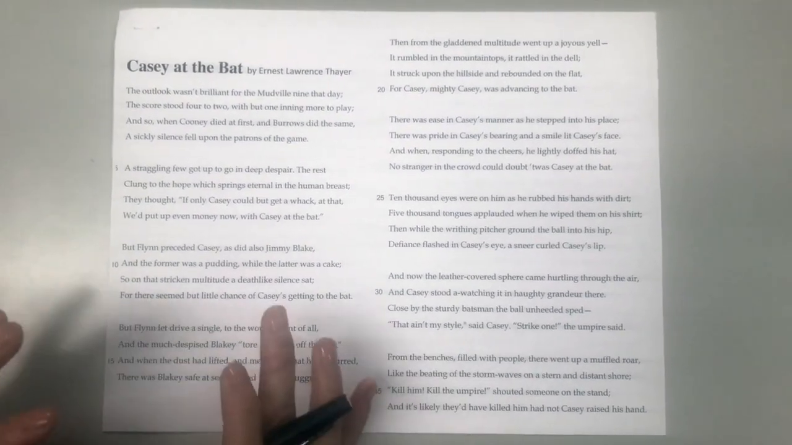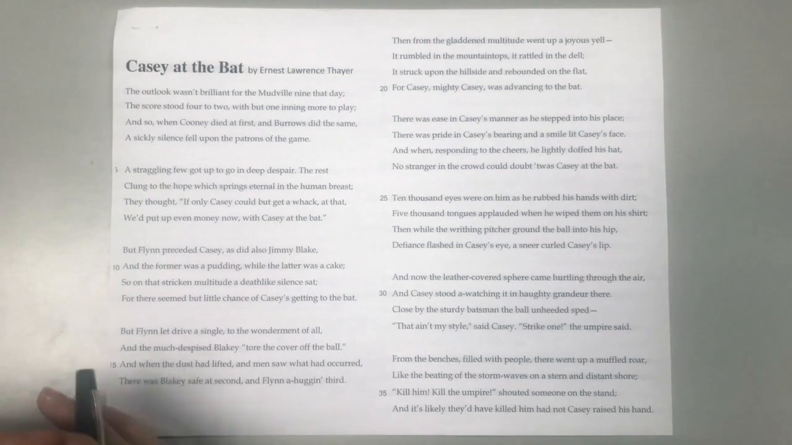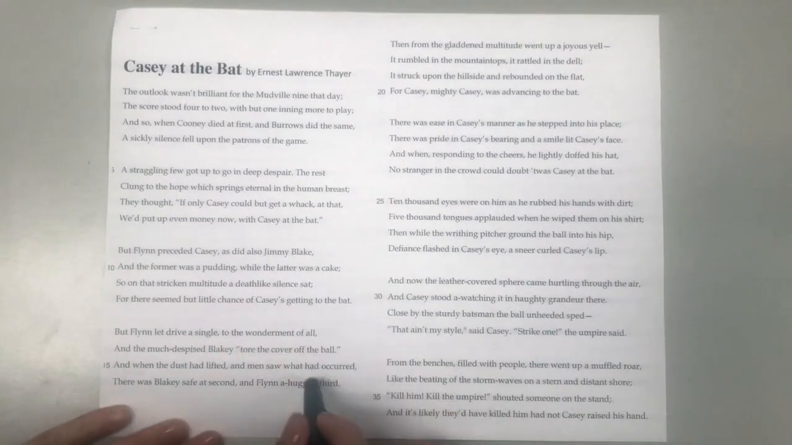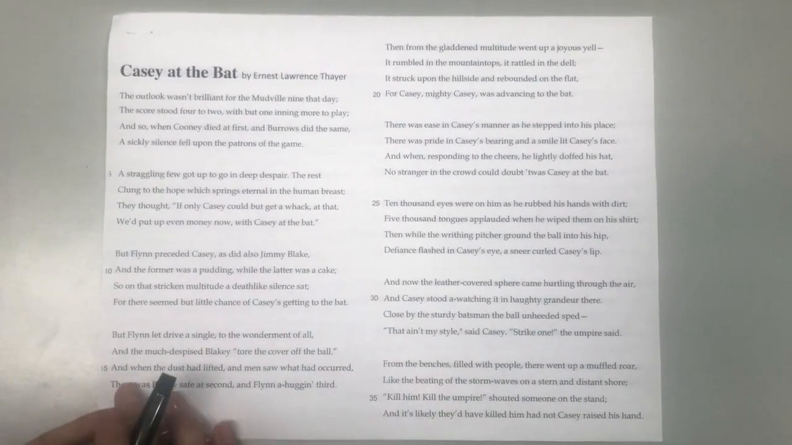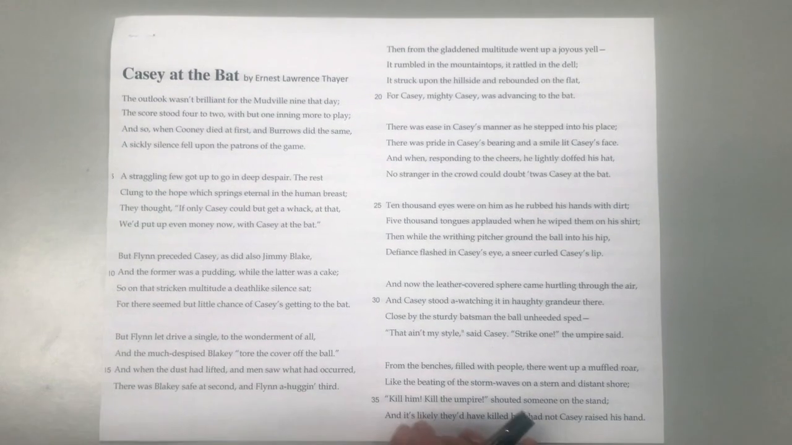So you guys, we're going to be annotating the poem Casey at the Bat. And first we're going to go through a few elements of poetry just to make sure everybody understands. The first thing we're going to talk about is this is a narrative poem. And what that means is it's a poem that tells a story.